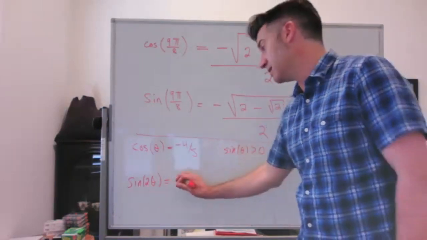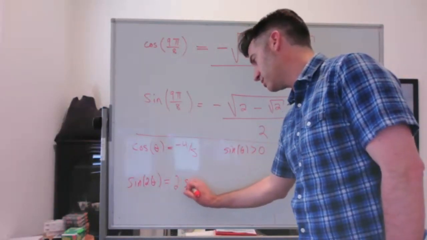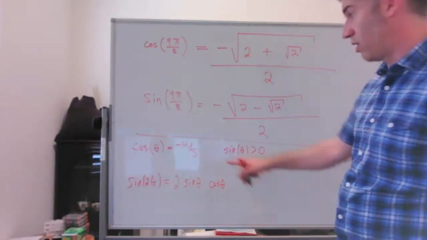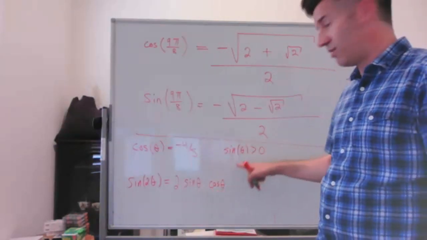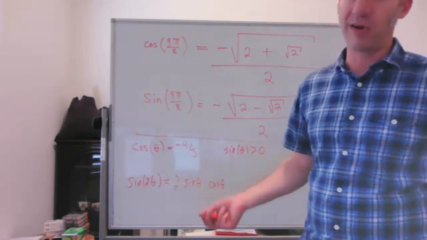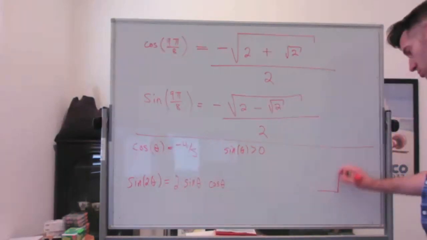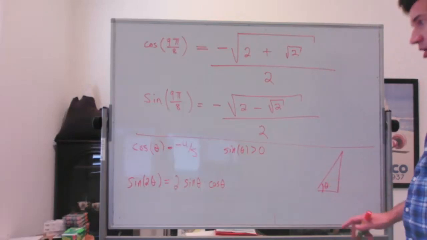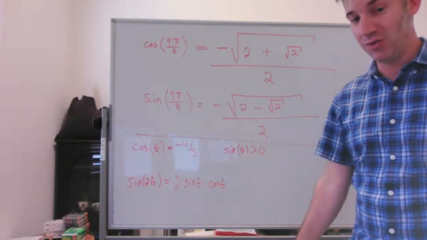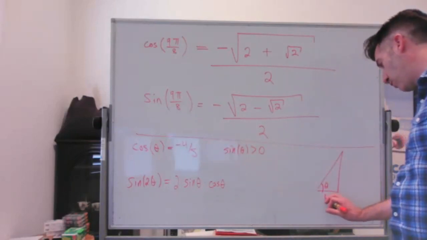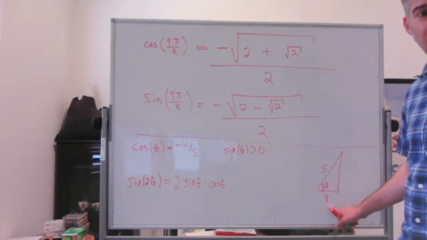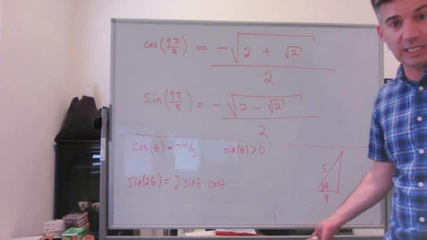Sine of 2 theta is equal to 2 times sine of theta times cosine of theta. We already know cosine theta, it's -4/5. We have to find sine theta the way we usually find the other trig function, by drawing a triangle. Cosine of theta is adjacent over hypotenuse. So the adjacent side is 4, the hypotenuse is 5. You can call it -4 if you want. It doesn't really matter because you're going to square it, and either way, it's going to be 16.